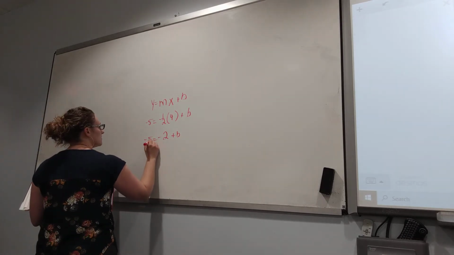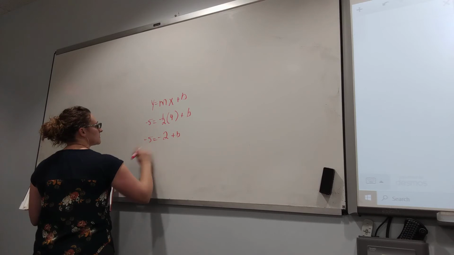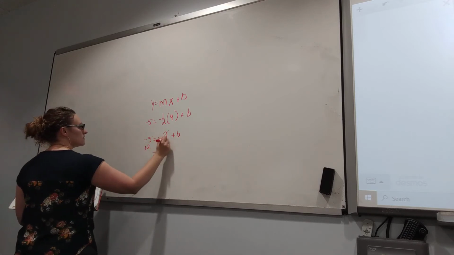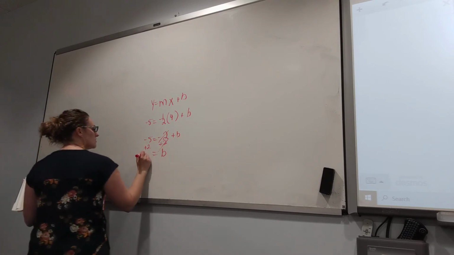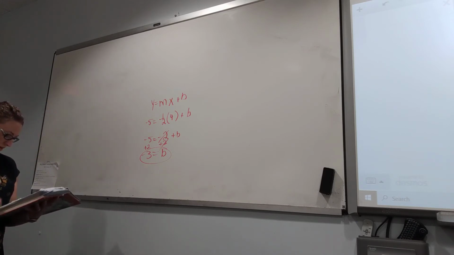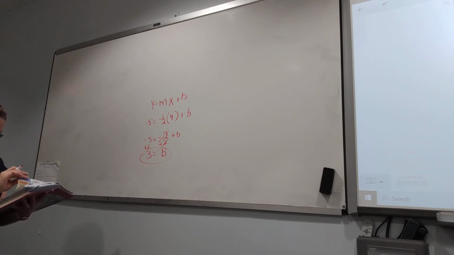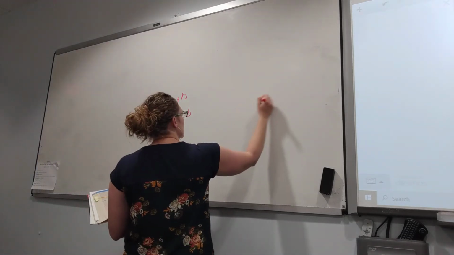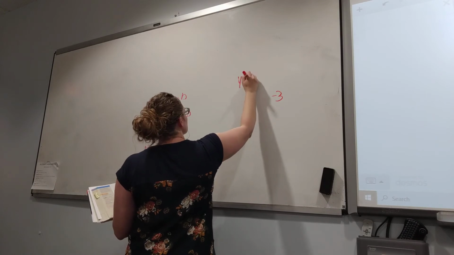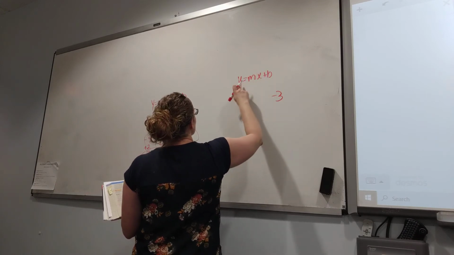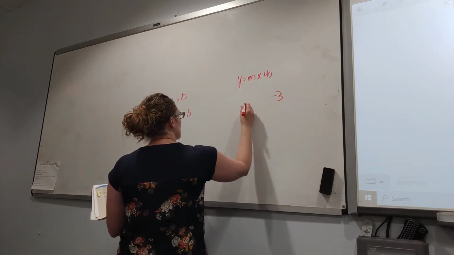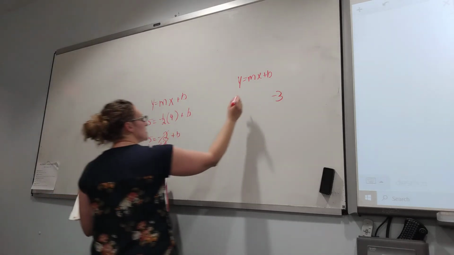Okay, I'm going to add 2 to both sides. B is over here. 5 plus -2 is -3. B equals -3. Then they're going to have you put it back in this form. So B equals -3. We're going to be writing this a lot. The slope we're going to steal from this original equation.